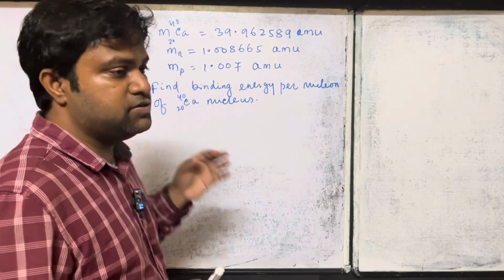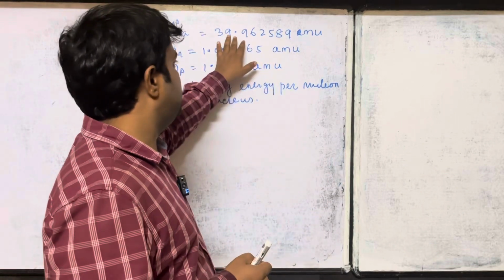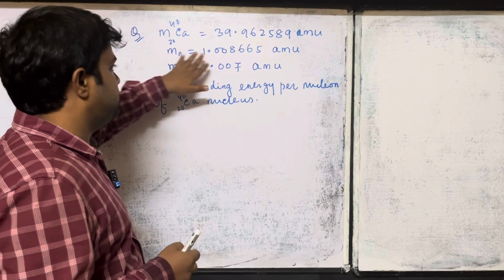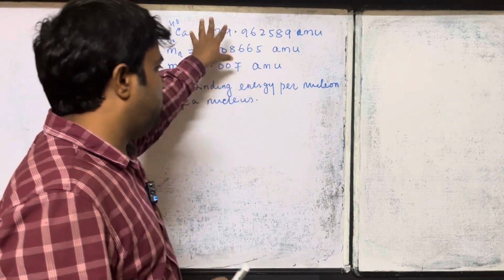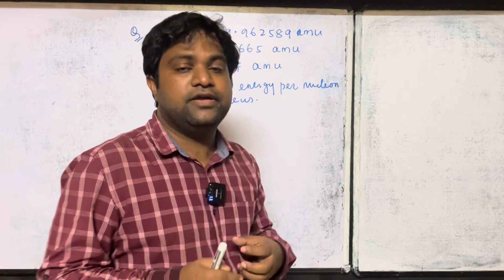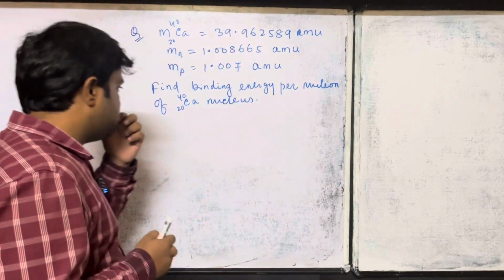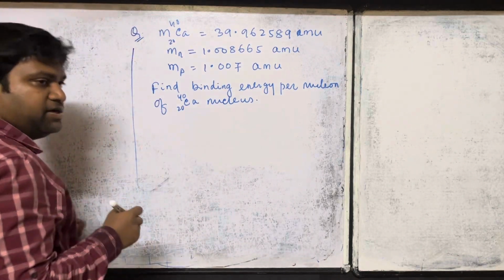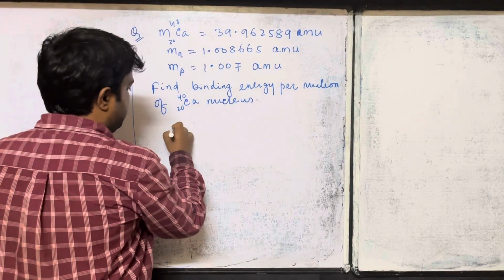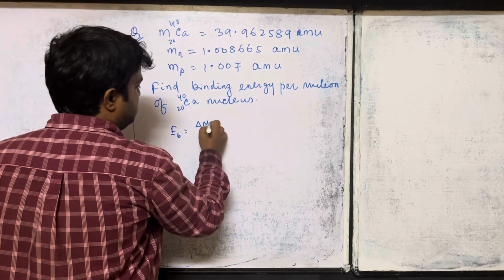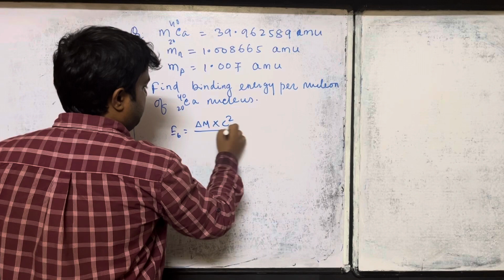What is given? The mass of the nucleus is given in atomic mass unit, or U simply. The mass of neutron and mass of proton are also given data. You have to find out the binding energy per nucleon. So what is binding energy per nucleon? For that you have to first find out the mass defect, because binding energy is delta m, the mass defect, into c square.